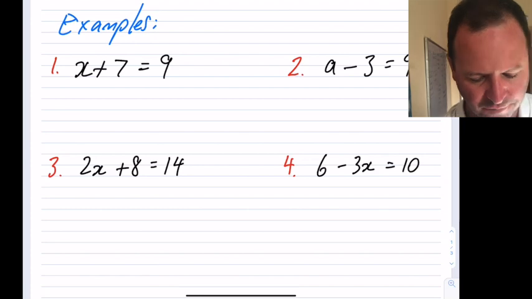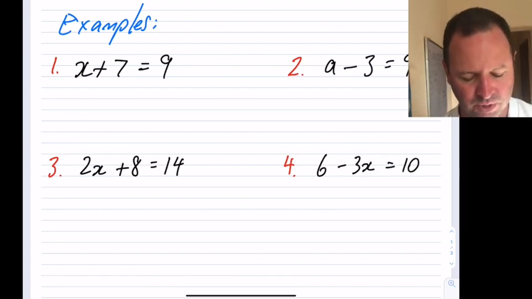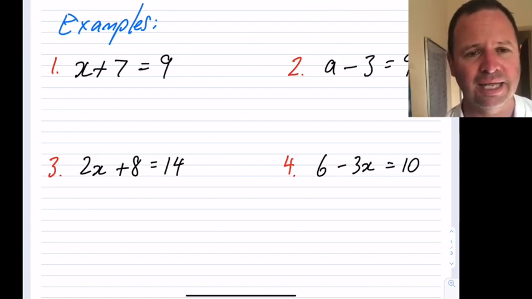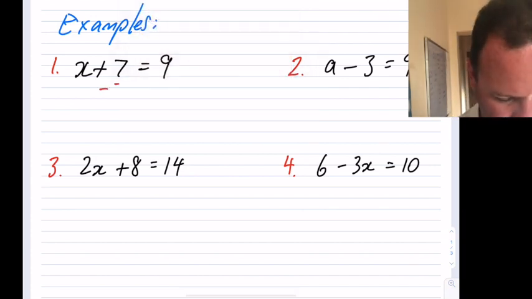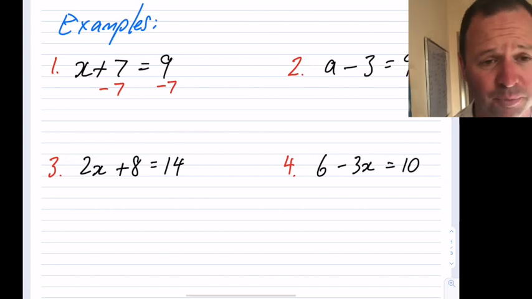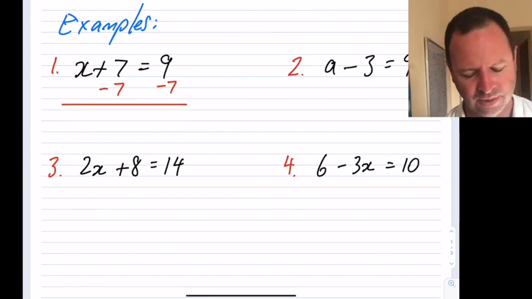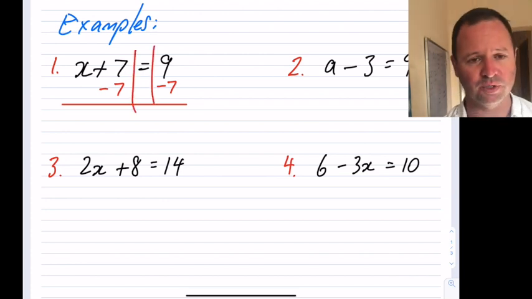So if I look at this example, the first thing I need to know is what's furthest away from the variable, which is the x, on the same side as it. And it's the 7. What's it doing? It's adding 7. So what's the opposite of adding 7? I'm going to subtract 7, and I'm going to do it to both sides, and then I'm going to rule a line. This goes back to what we do in primary school, when we line up the units column and the tens column and all those sort of things.